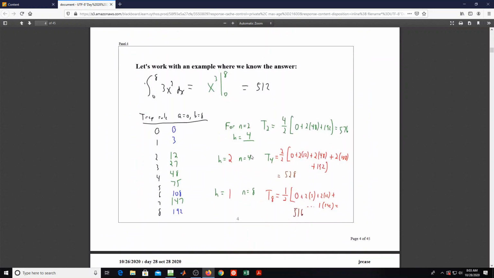So we started with this one last time where we knew the results. And we calculated at each subinterval: put in 0, put in 1, you get 3, put in 2, you get 2 squared times 3 is 12, and all the way down. If you do the trapezoidal rule with 2 subintervals, you get 576. With 4 subintervals, the length of h is 2, so h over 2 times 1, 2, 2, 2, 1, you get 528. With 8 subintervals, h over 2 times 1, 2, 2, 2, 2, 2, 2, 2, 1, and you get 516. So that's not the true answer yet. However, we can use this sort of approximation to our advantage.